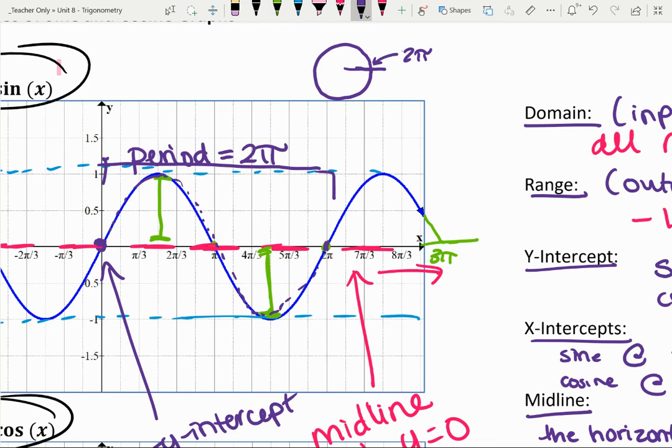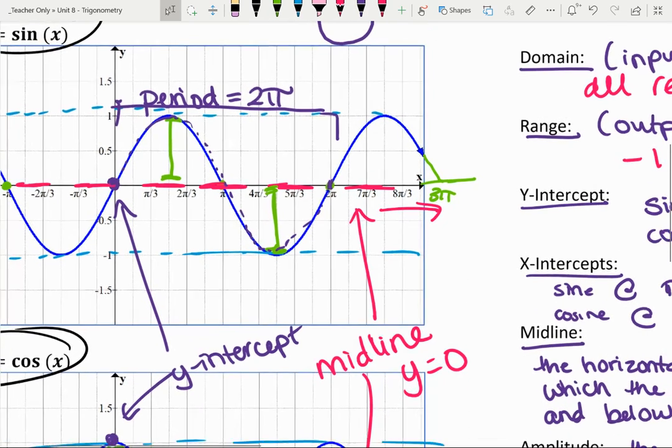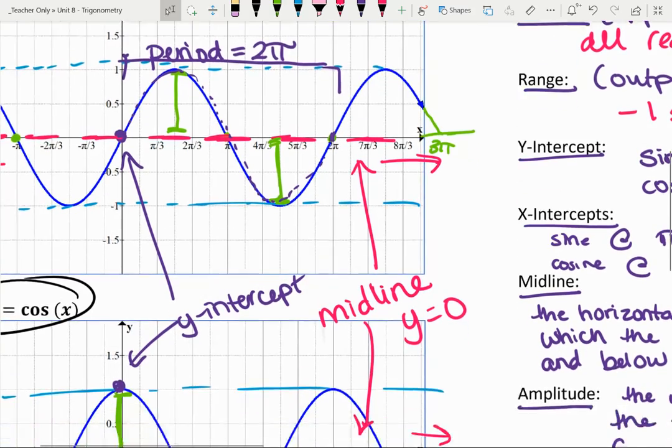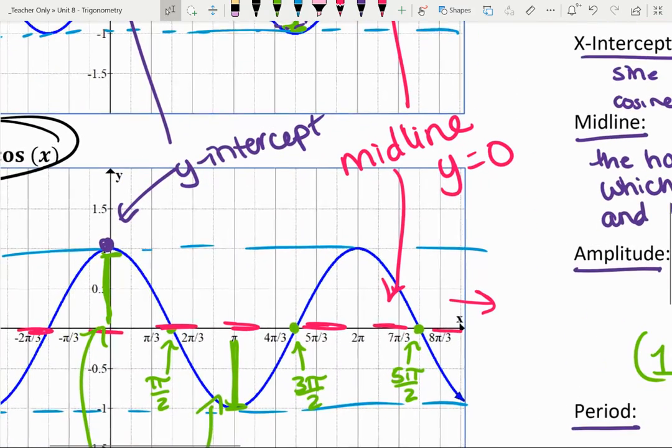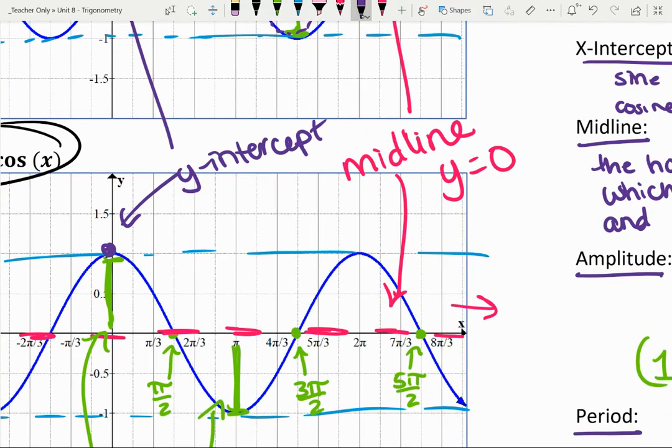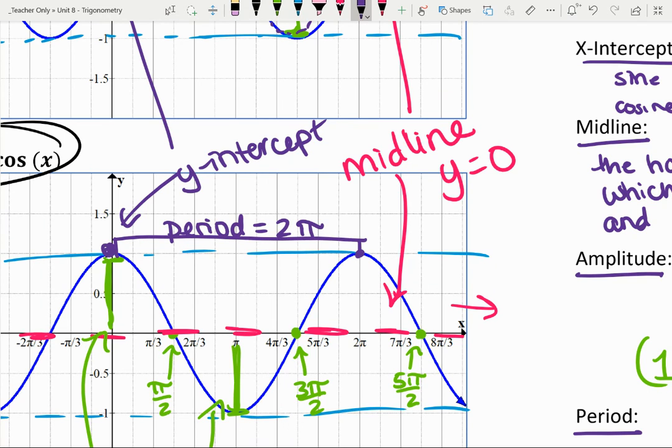So for sine, our period is 2 pi. That's the time it takes for it to go through a full cycle. Cosine, again, I'm starting kind of at the top of this curve, and I go down, and back up to a point where I'm now about to start the process again. So just like sine, cosine has a period of 2 pi.